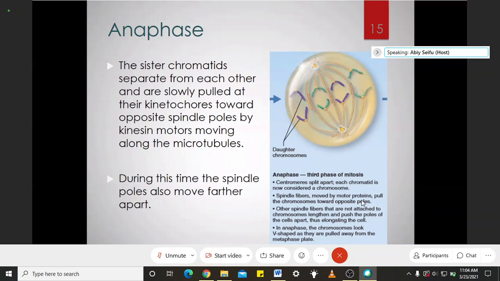Anaphase is characterized by separation of the sister chromatids. As you can see, the sister chromatids now separate and migrate to the opposite poles of the cell, pulled towards the opposite poles. During this time, the spindle poles also move farther apart. Some of the spindle fibers that do not attach to the centromeres will pull the two poles of the cell apart, and as a result, the cell size also increases during the anaphase. So the major event during the anaphase is separation of the sister chromatids and their movement to opposite poles.